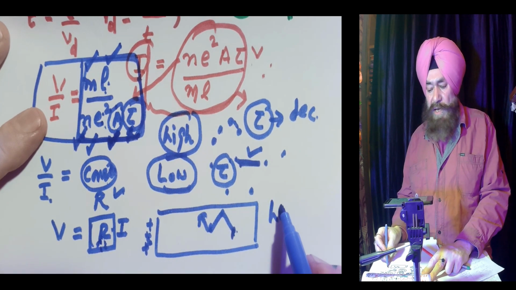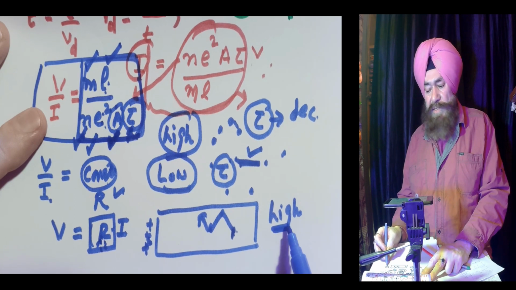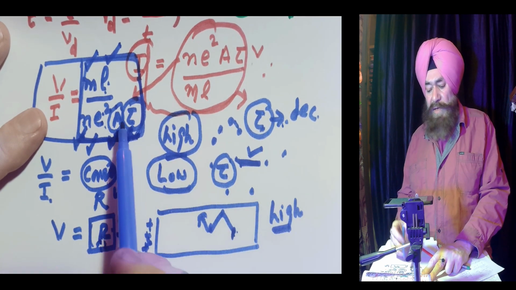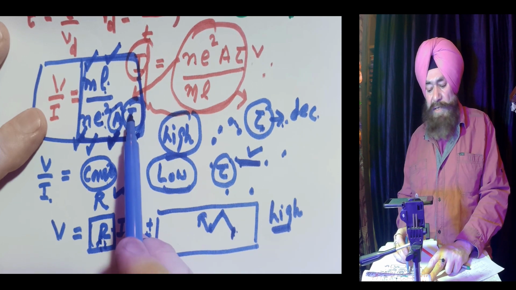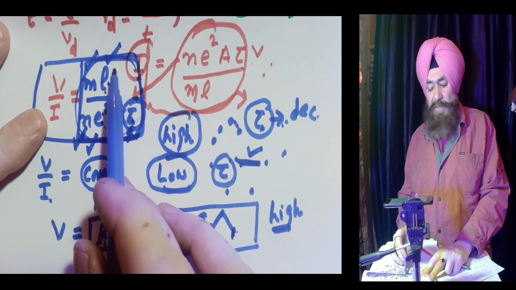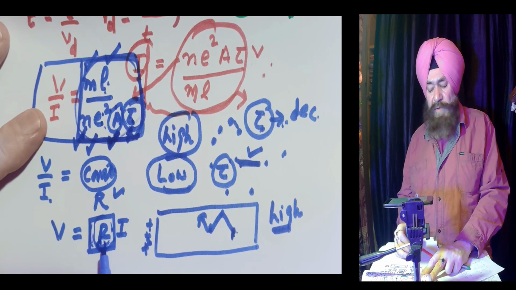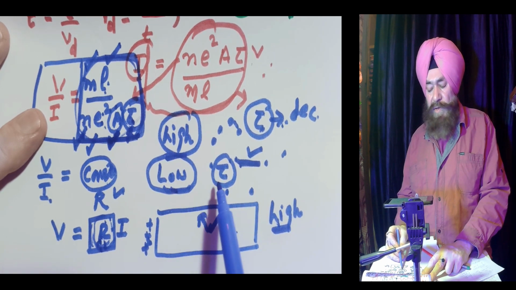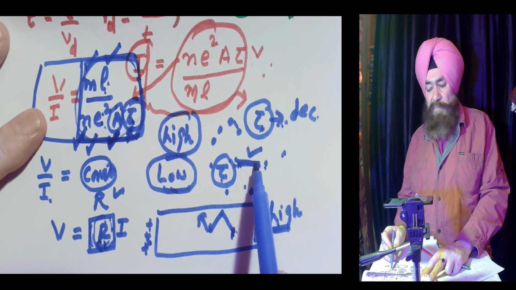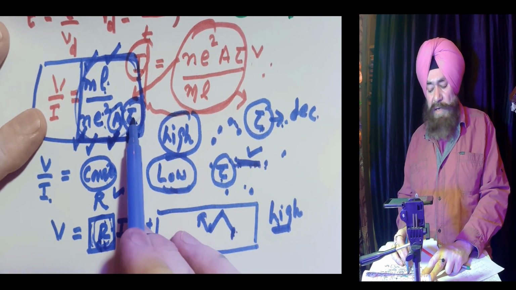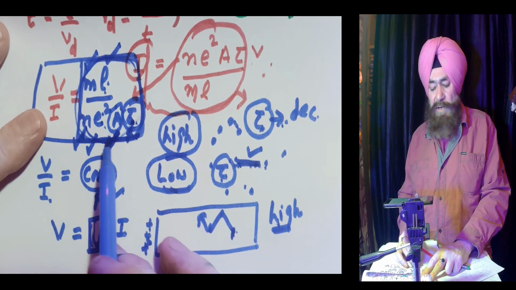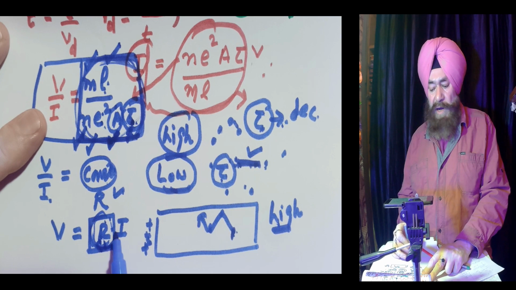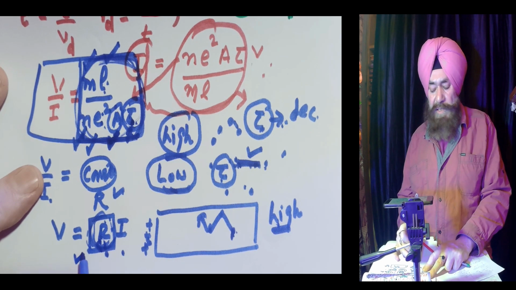If the temperature is high, there are more collisions, less relaxation time. Less relaxation time means, since it is in the denominator, the factor will be more, meaning R will be high. So R is high when temperature is high. If the temperature is low, then there are fewer collisions, more time between two collisions, tau increases, the whole factor decreases, meaning R decreases. So the electrical resistance is less. So R depends upon the temperature also.